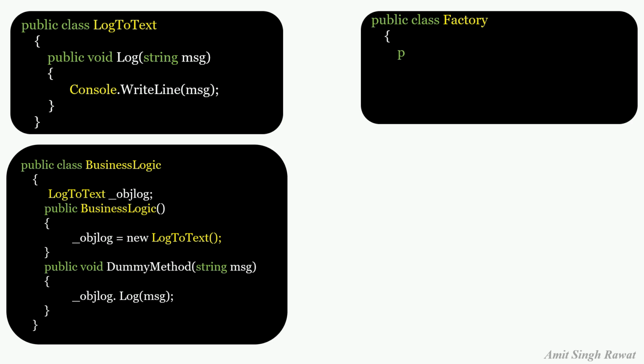And this class has one static method, public static LogToText GetLogger. And it will simply return a LogToText object. That's it. Our factory class is ready.